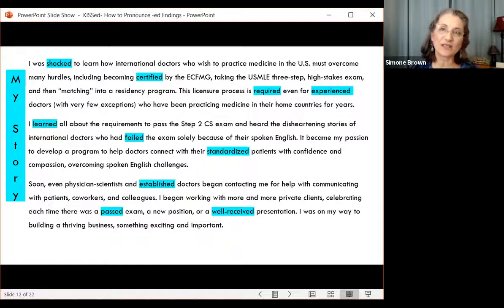It became my passion to develop a program to help doctors connect with their standardized patients with confidence and compassion, overcoming spoken English challenges. Soon, even physicians, scientists, and established doctors began contacting me for help with communicating with patients, coworkers, and colleagues. I began working with more and more private clients, celebrating each time there was a passed exam, a new position, or a well-received presentation. I was on my way to building a thriving business, something exciting and important.